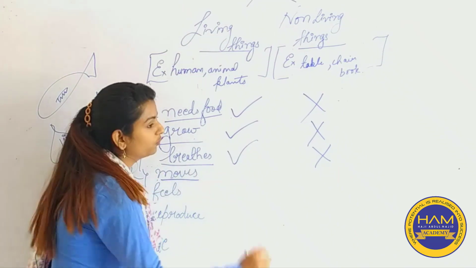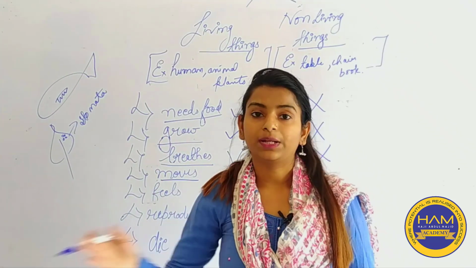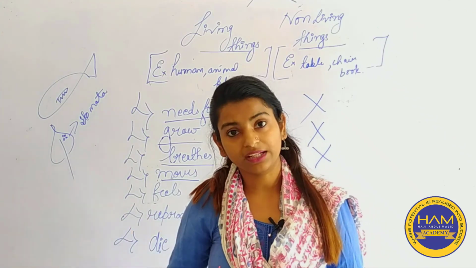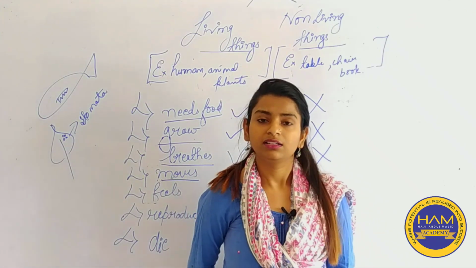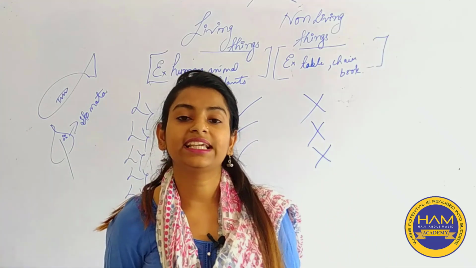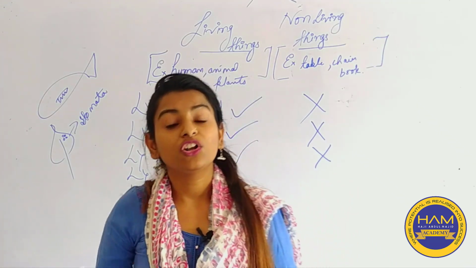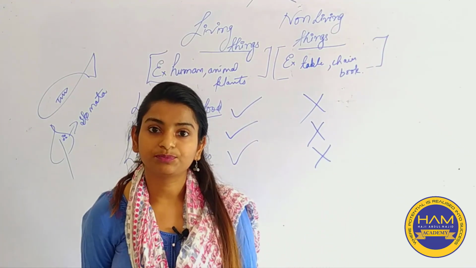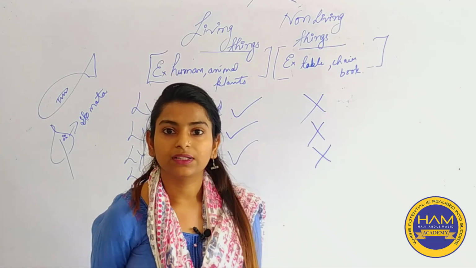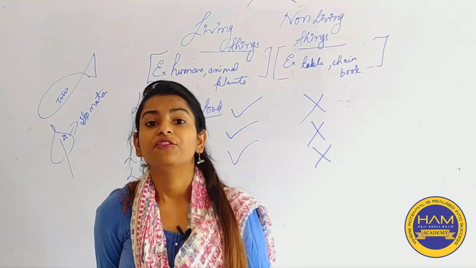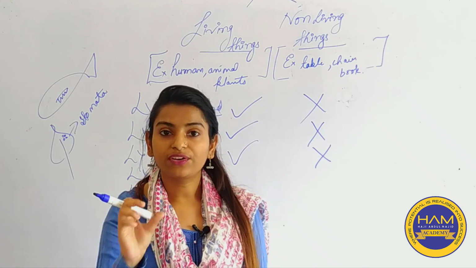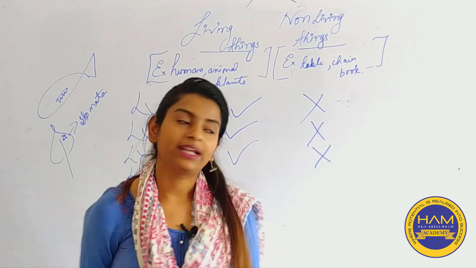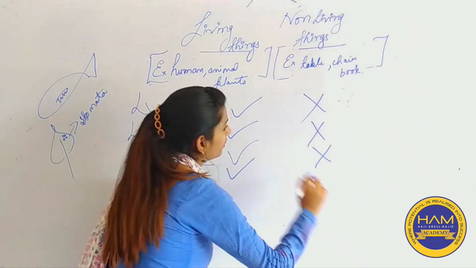Now living things move. A human can move from one place to another, so can an animal. But in the case of plants, yes, they can also move. Let us take an example of a sunflower. It always moves in the direction of the sun. Now let us take one more example, say the touch-me-not plant. When you touch its leaf, it contracts. Hence it shows movement. So living things can move.